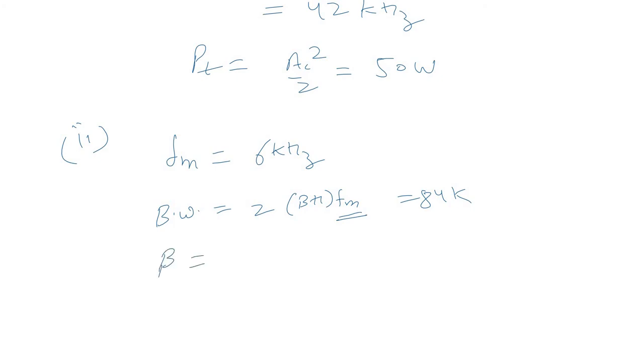And what about beta? Beta in case of PM is independent of the message signal frequency variation. We have already seen that. So beta is nothing but Kp into AM. It remains same, which is 6 radians. And PT, that is AC square by 2, will also remain same since it is independent of message signal frequency, 50 watts. So as the message signal frequency doubles, the corresponding bandwidth will also be doubled. Only the change will be in the bandwidth.